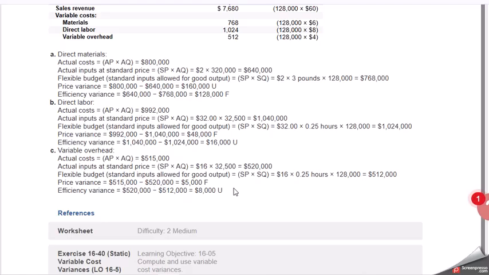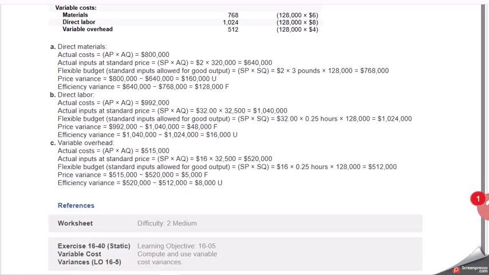Then finally, the same thing with our variable overhead. That's our actual. Then our actual inputs at the standard price of $16 per direct labor hour gives us 520,000. So that is a $5,000 favorable variance. But then we take our actual inputs at the standard price and compare them to the standard quantity at the standard price, and we are $8,000 unfavorable. Again, we used more direct labor hours than we should have.